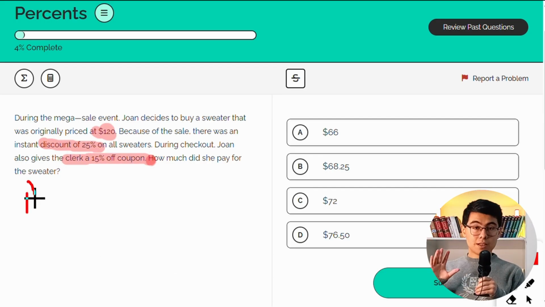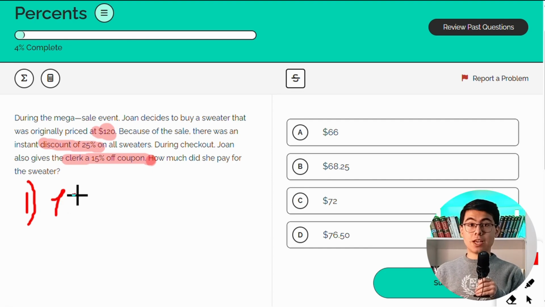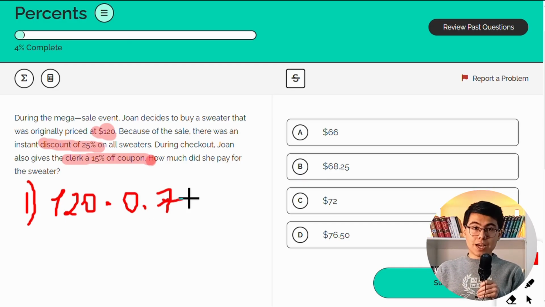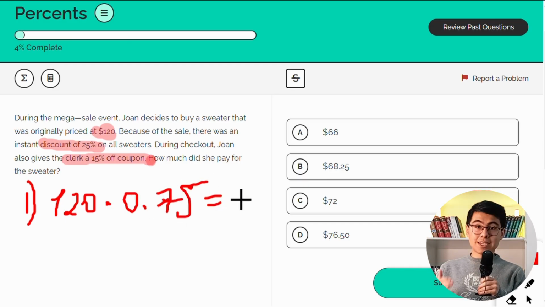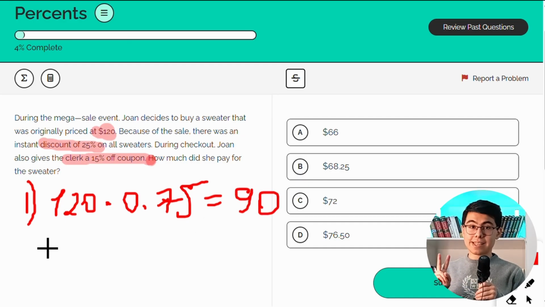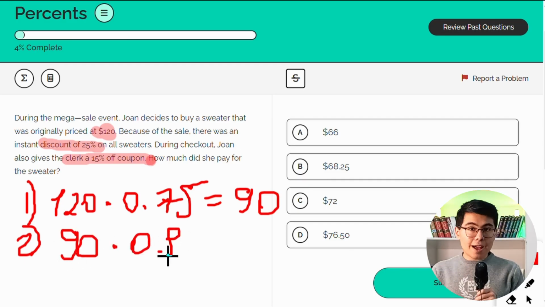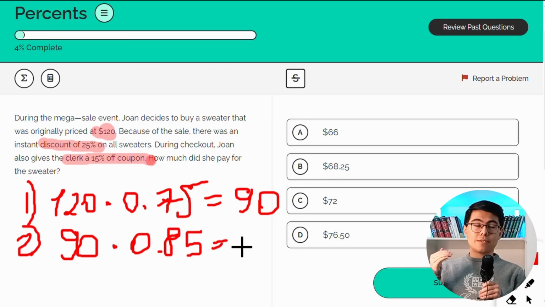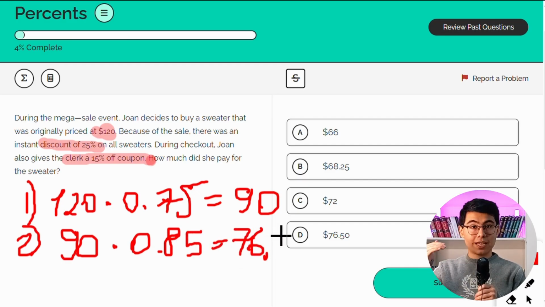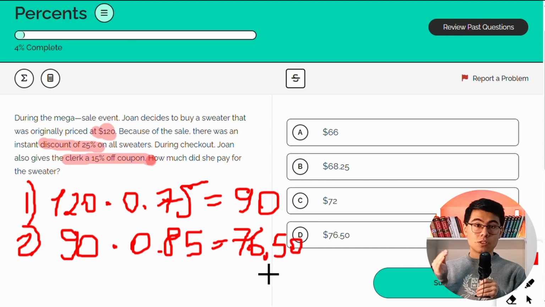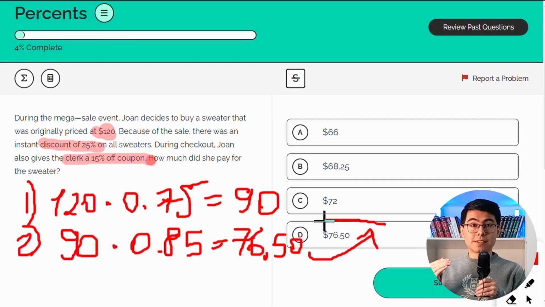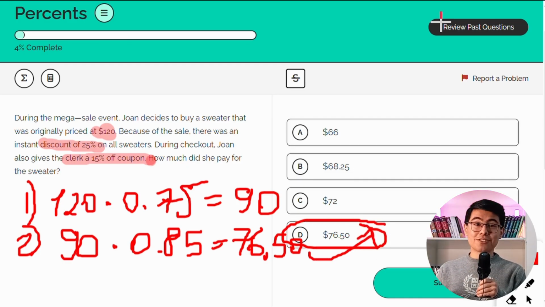So the very first step that you have to take in this question is applying the sale. So 120 multiplied by 0.75 because we have 25% off. So that's going to give us 90. And then the second step that we have to take is applying the coupon. So 90 multiplied by 0.85. Why 0.85? Because when you subtract 15% from 100%, we're going to have 85%. And when we convert it into decimals, that's going to be 0.85. And the final answer is 76.50. So the correct answer is D.